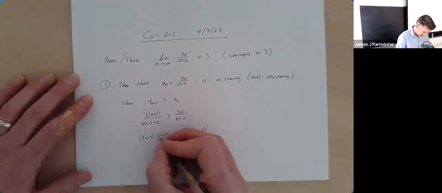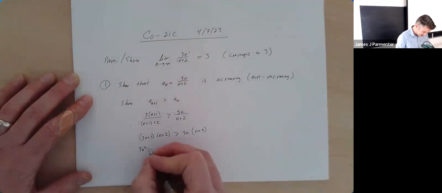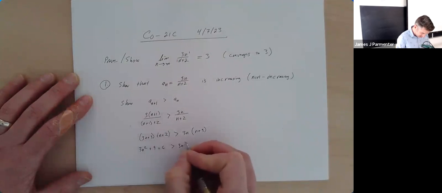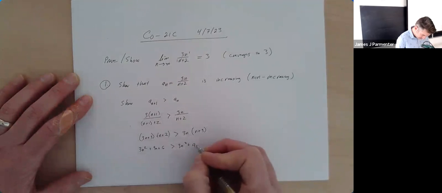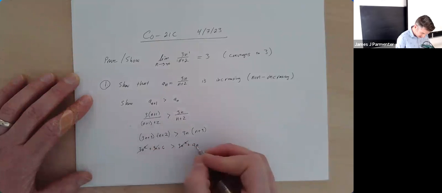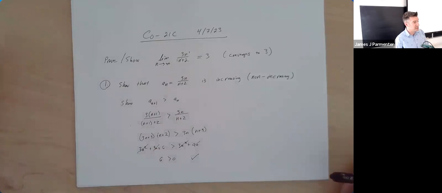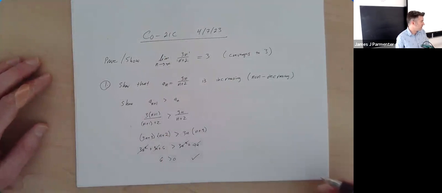Okay, let's multiply it out. I'm going to have a 3n squared, plus 6n plus 3n, which is 9n, plus 6, bigger than 3n squared plus 9n. Oh, I forgot the n here, sorry. Those cancel, and it's certainly true that 6 is bigger than 0. So that checks out. This sequence is increasing for all positive n. Certainly, if we're letting n go to infinity, it's definitely increasing where we need it to be.